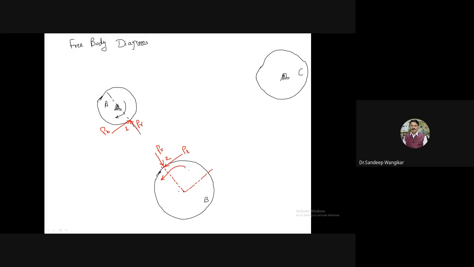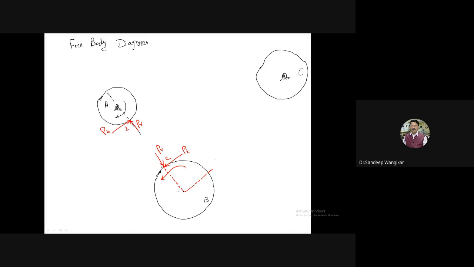Okay. So once again I will repeat: PT, tangential component for driven. Now I will take gear A and gear B only. In the main case, gear A is the driver and gear C is driven. But now for these two pairs, A is the driver and B is driven. So the tangential component is always in the direction of rotation. So PT I have shown like this, and PT for gear A in the opposite direction, and PR for both the cases will be directed toward the center.